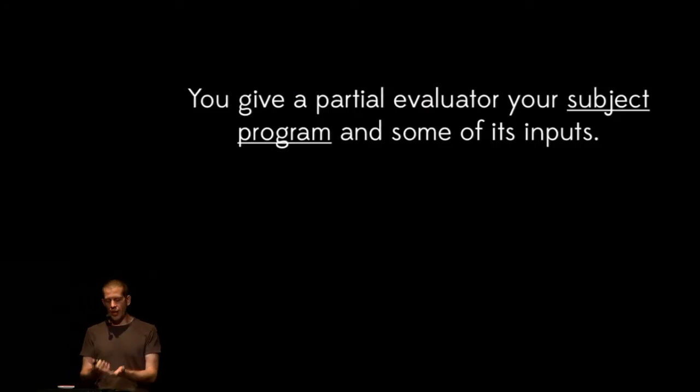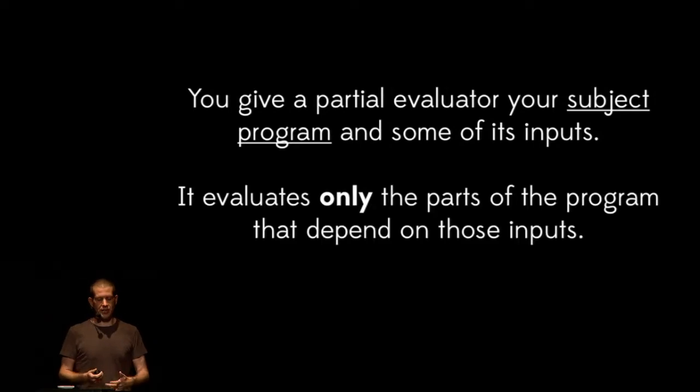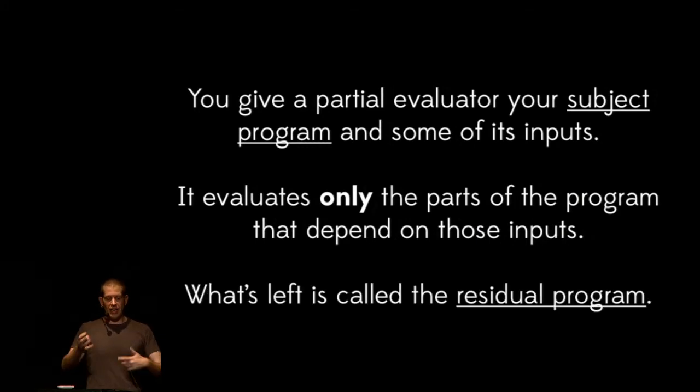The way that works is a partial evaluator is something that you put a program into. It's called the subject program. And you provide some of the inputs to that program, but not all of its inputs. And the partial evaluator evaluates only the bits of the program that depend on the inputs that you've provided. And it leaves behind a program called the residual program. So it's like when you boil water and you get a residue left over. This partial evaluator kind of heats up your program, and then there's a residue left, which is the residual program.